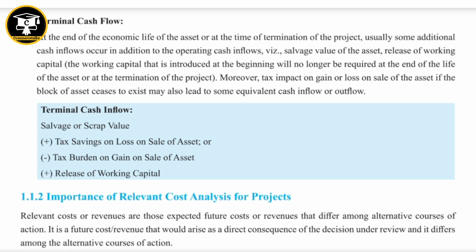And the last concept, that is the terminal cash flow. Terminal cash flows generally occur at the end of the asset's life or project's termination. It includes all the values such as salvage or scrap, release of working capital, tax implications, etc. So the method to find out the terminal cash flow is: to the salvage value you have to add tax savings on loss, less tax burden on gain on sale of asset, and add release of working capital.